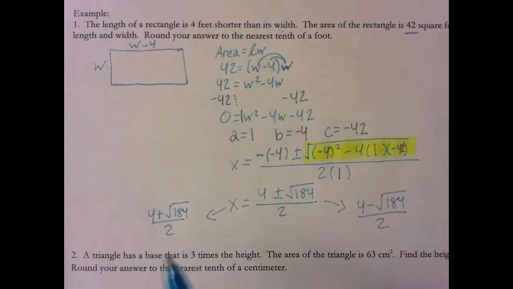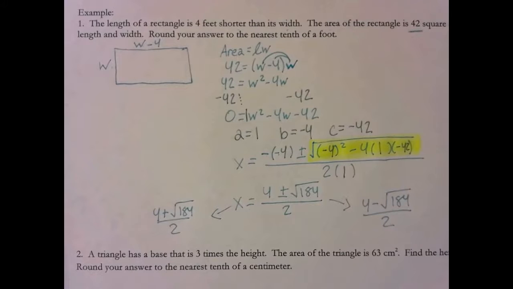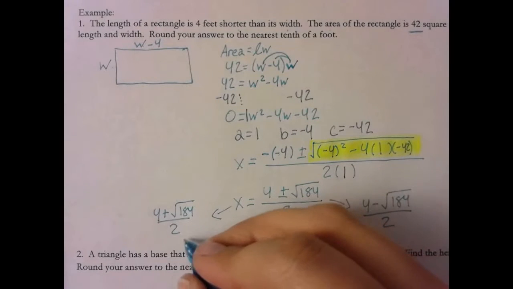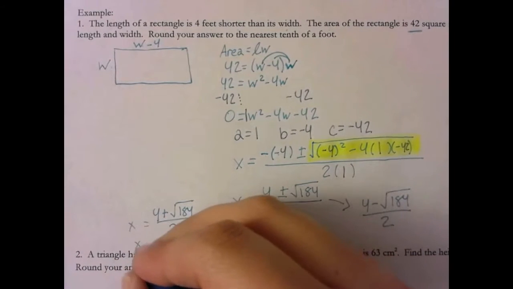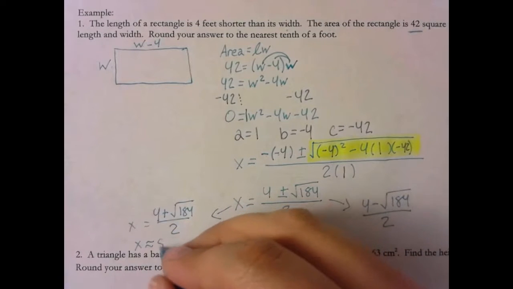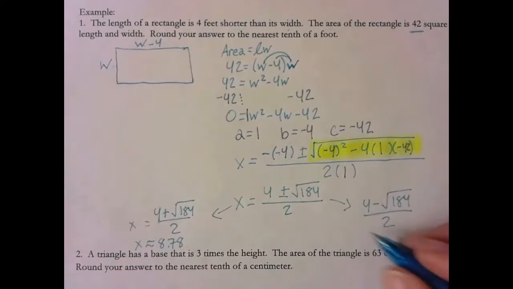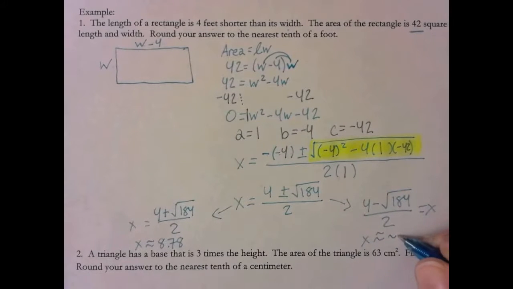On your calculator, type in 4 plus the square root of 184 and then hit divide by 2. You should get, so this is x, about 8.78. Okay, that's one possible answer. Then in your calculator put 4 minus the square root of 184, then click divide by 2. And you should get approximately negative 4.78. Okay, we have 2 answers.